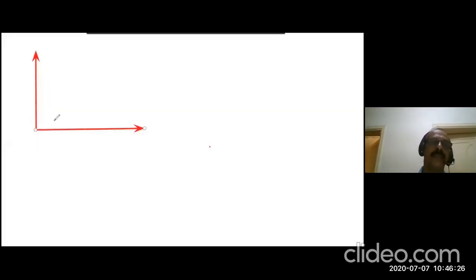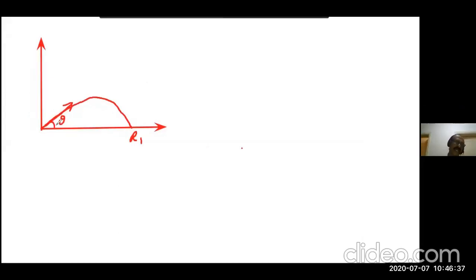Projecting it at an angle, say theta, it falls here, R1. Then we project it at an angle 90 minus theta, and say it falls on the same place. That is R2.